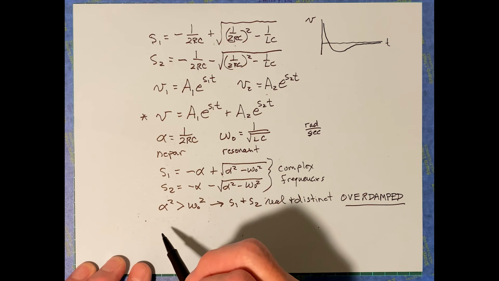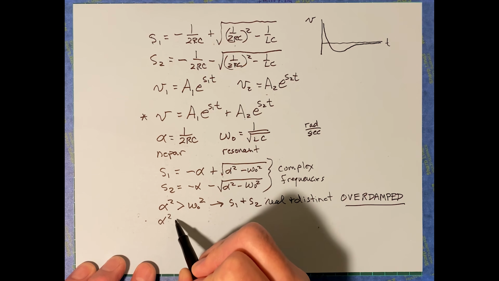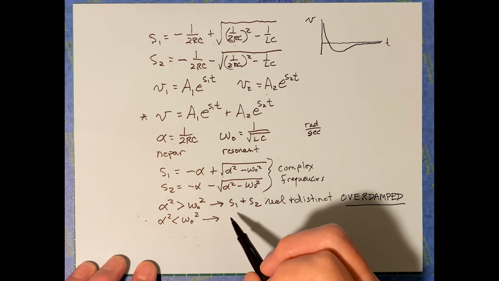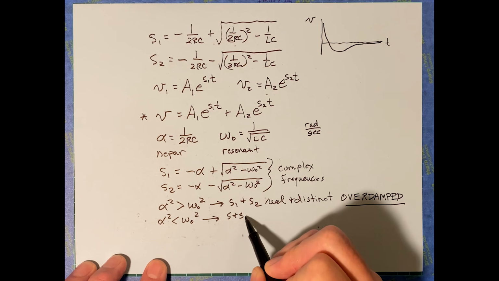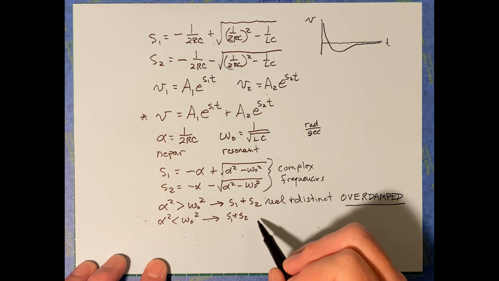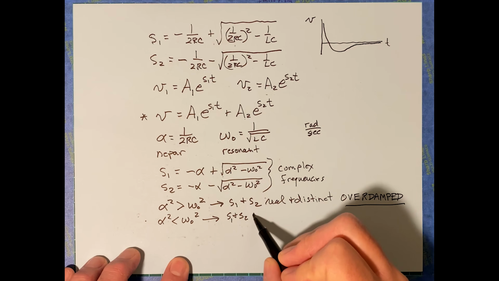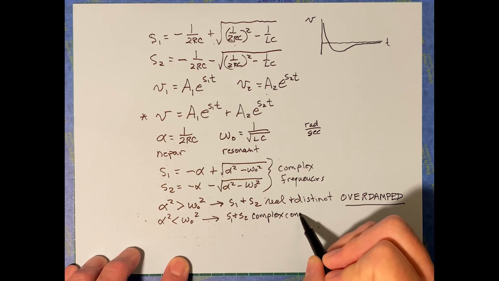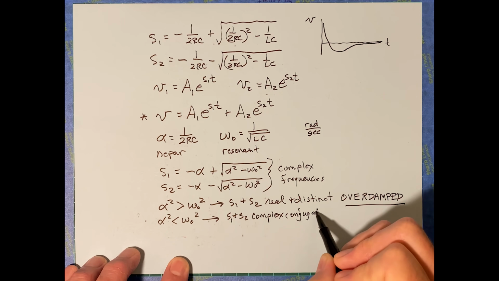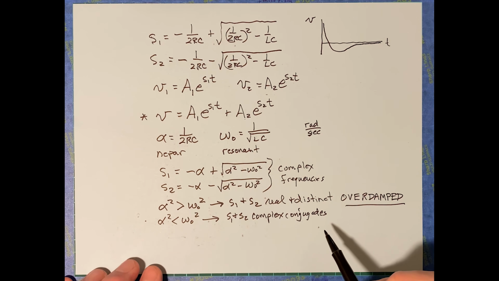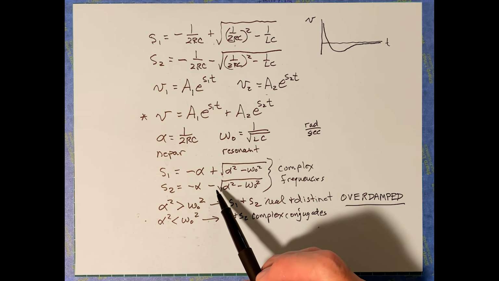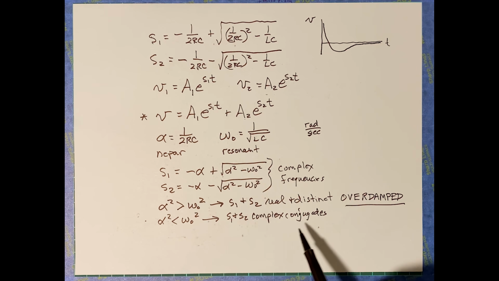Now, you could also have another case where alpha squared is less than omega naught squared. And in that case, S1 and S2, that's the complex case. In fact, S1 and S2 are going to be complex conjugates of one another. So you're going to have an alpha plus the imaginary part and alpha minus the imaginary part. So you can see they're going to be complex conjugates of each other.